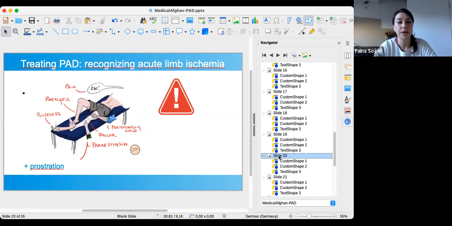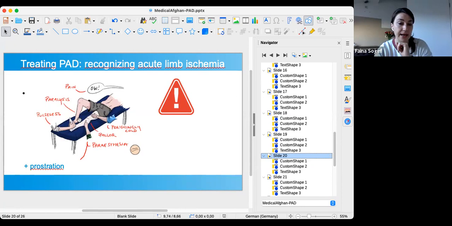If we are talking about PAD, what I really want you to keep in mind is the emergency situation, which can present as acute limb ischemia. You need to know the symptoms, which we summarize using the letter P, so they are a bit easier to remember. We have, of course, the pain, which is severe when the limb is cut off rather completely from the blood supply. On top of that, we have no pulses.